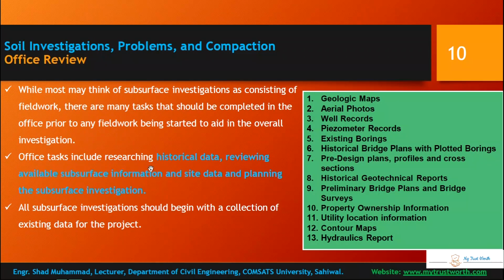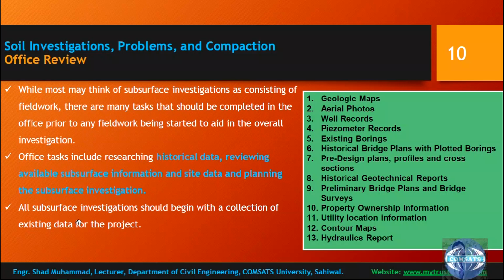So office tasks include researching historical data. So historical data needs to be investigated, reviewing available subsurface information. If you do have any subsurface information regarding the specific area, then you need to consider that, and site data and planning the subsurface investigation. So site data, if available, will be helpful in planning the subsurface investigation. Or if you have some plans regarding the subsurface investigation of that particular area, those are considered in the office review.